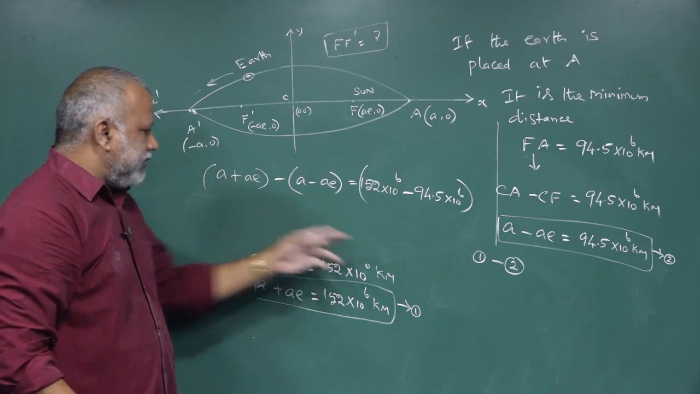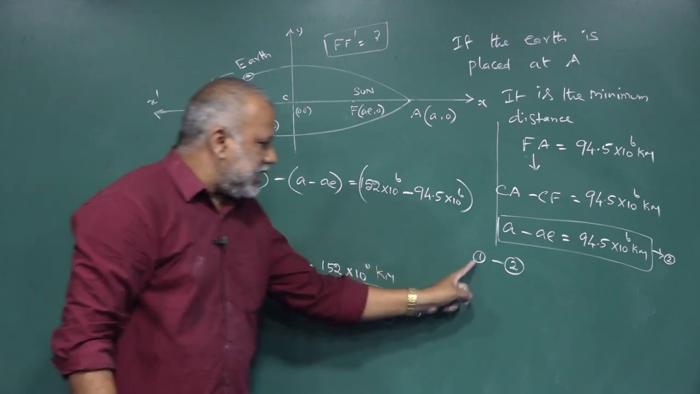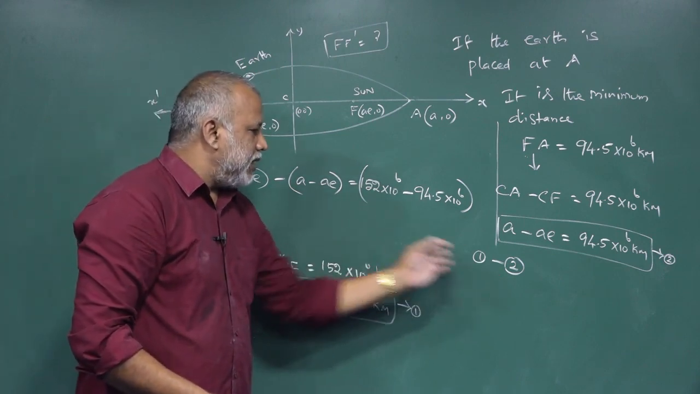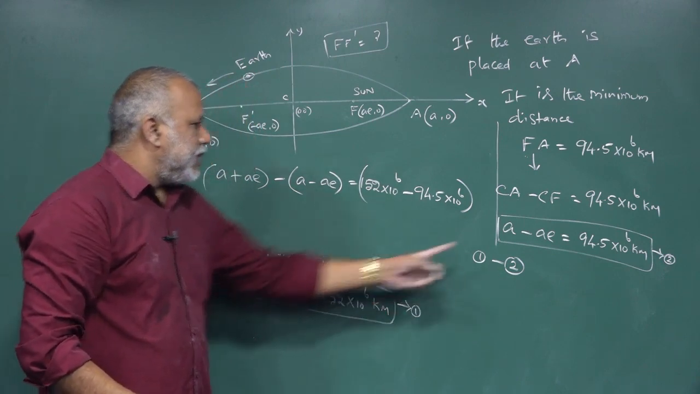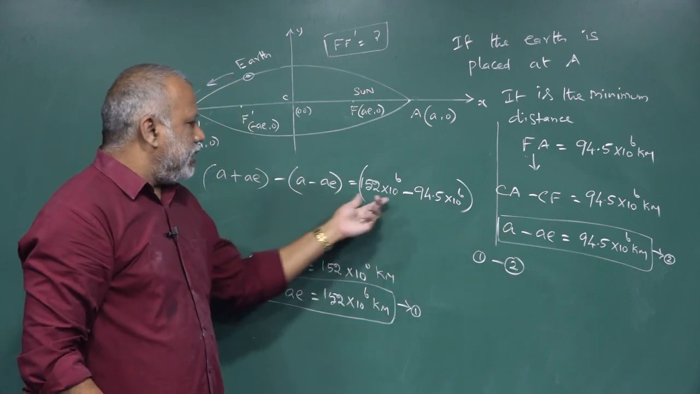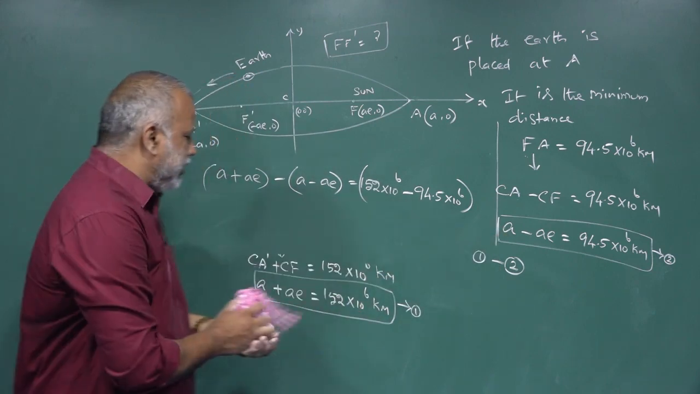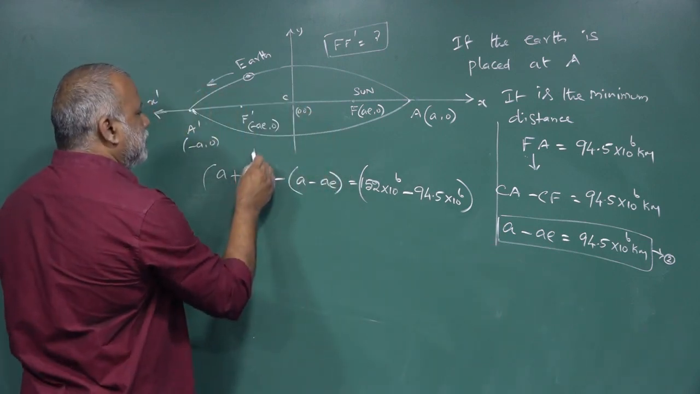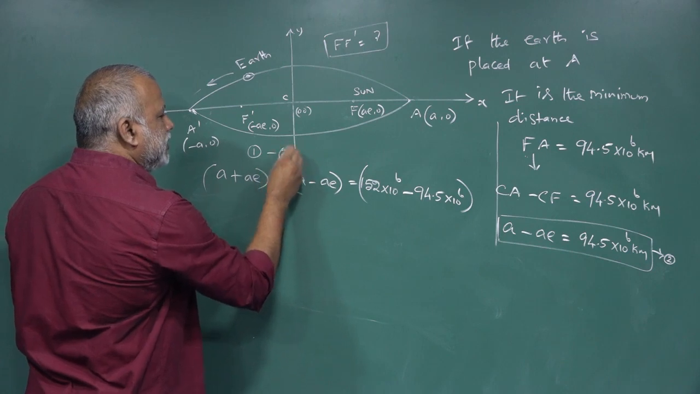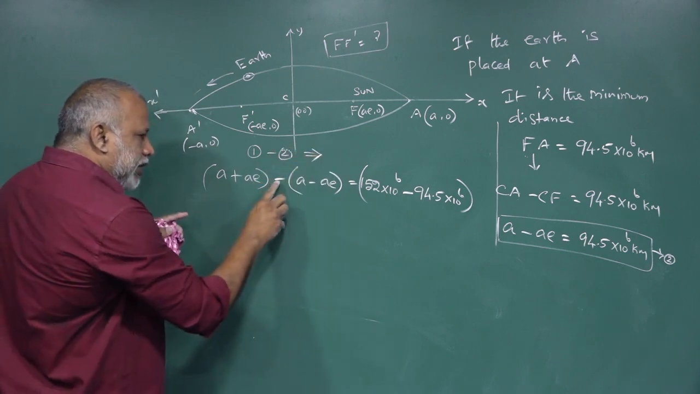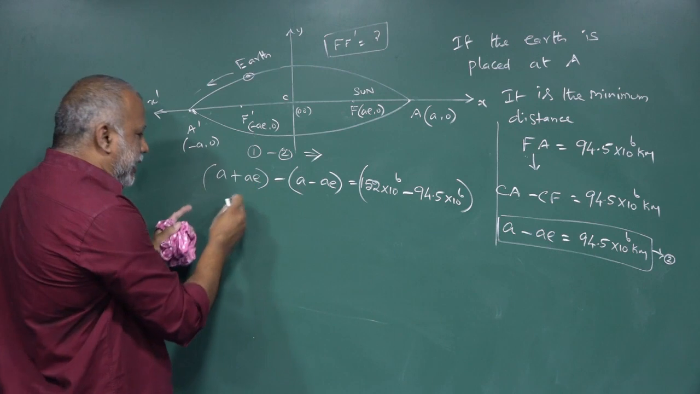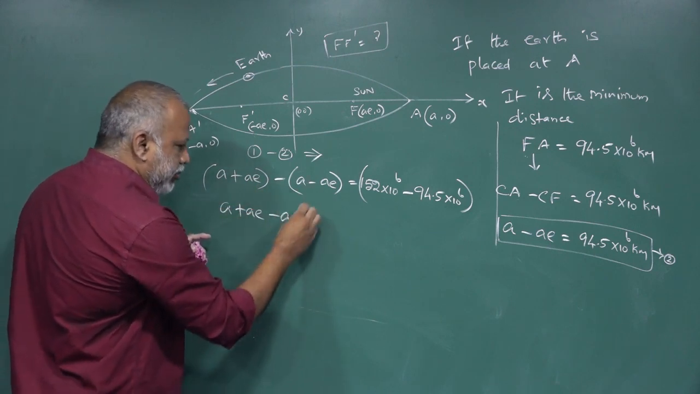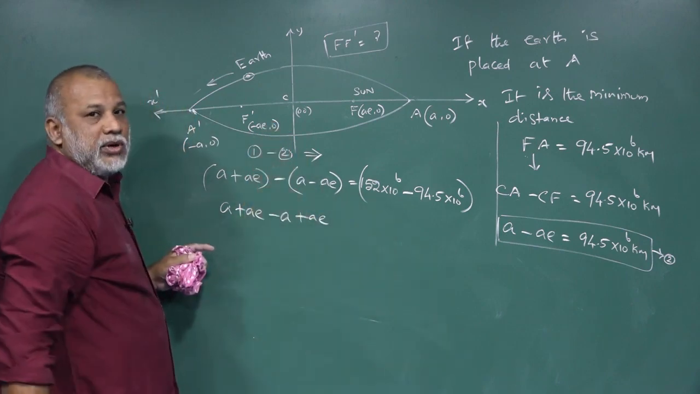So first equation is the maximum. First equation minus second equation. So 1 minus 2, use this one. First equation A plus AE, second equation A minus AE. 152 is the maximum minus minimum. Use the logic now. So first equation minus second equation, if you are opening this bracket, what will happen here? A plus AE minus A plus AE. Minus of minus becomes positive.